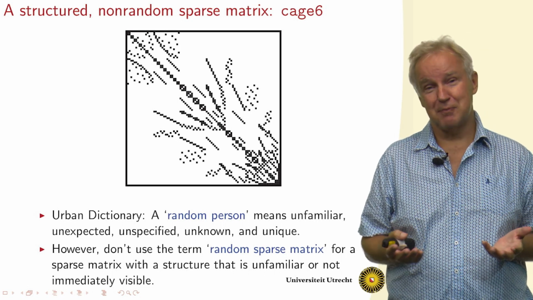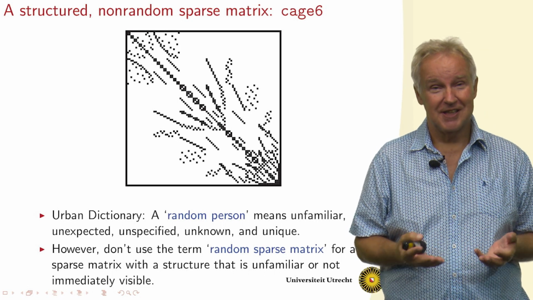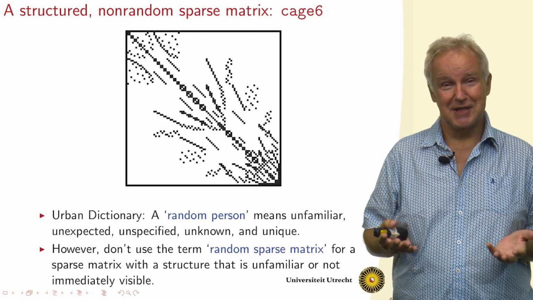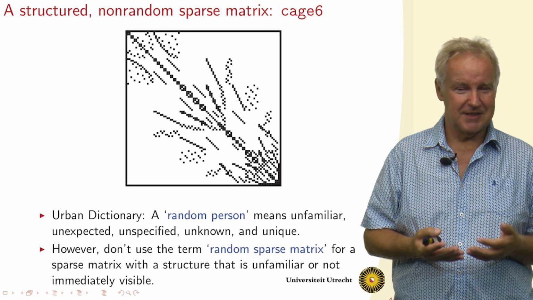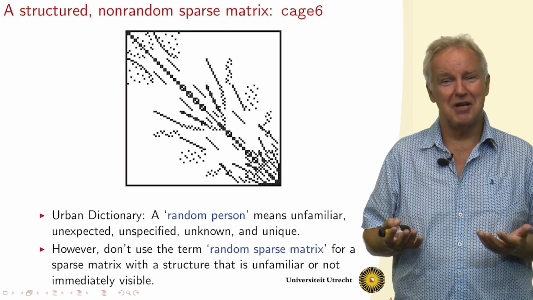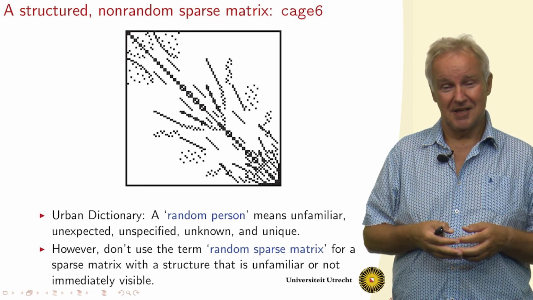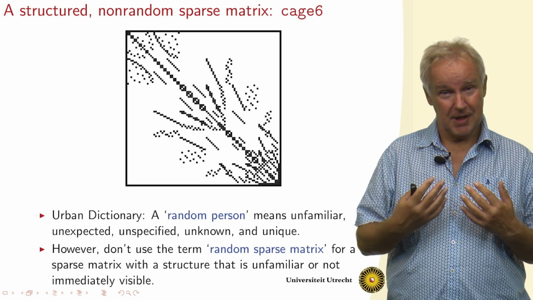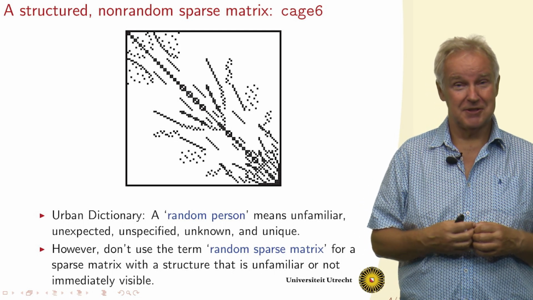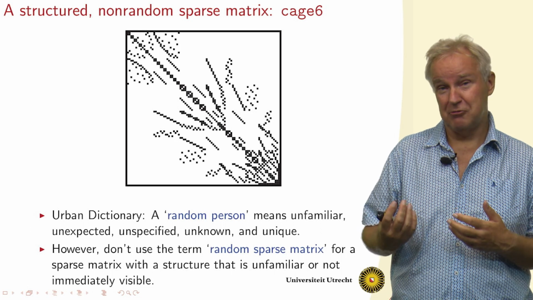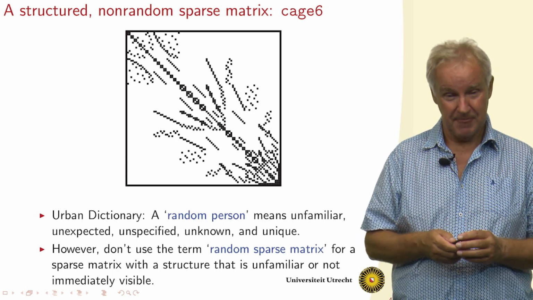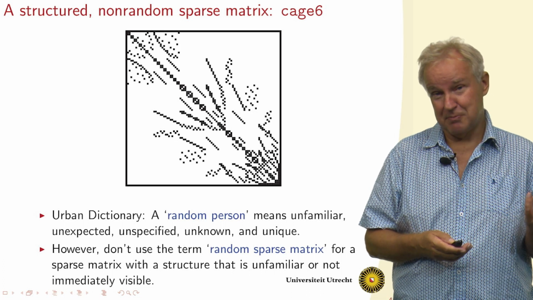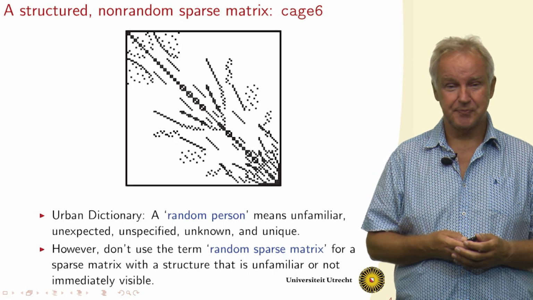Now, we all know the expression a random person. We use that sometimes, and it means an unfamiliar person, unexpected, some other properties unknown. But in the context of sparse matrices, a random sparse matrix or a random graph has a very specific meaning. It has a structure and the property that we just mentioned.